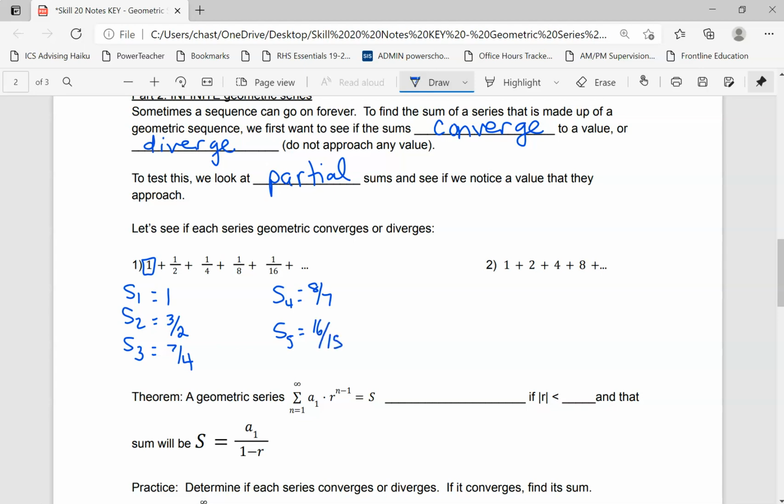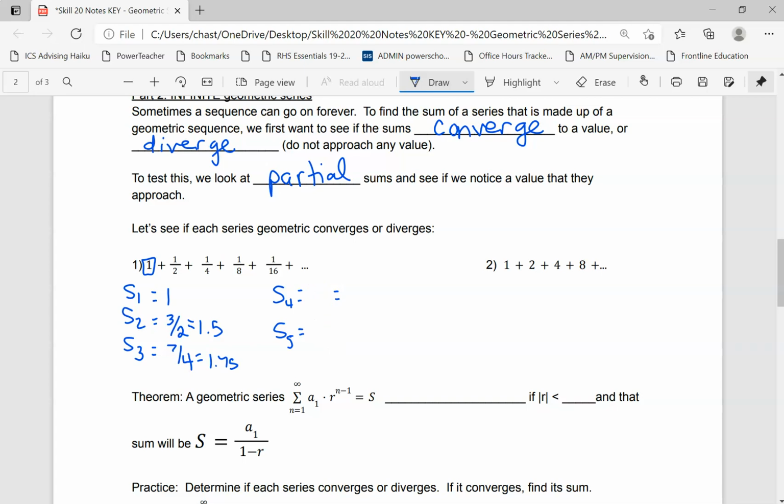Okay. So what we want to do is look and see if we're approaching a value. I'm going to convert all of these fractions to decimals. So 3 halves is 1.5. 7/4 would be 1.75. 8/7 would be about 1.1. Wait a minute, 8/7. That doesn't sound right, does it? Oh, maybe it does. It doesn't sound right. I think I've made a mistake somewhere in my S4 and S5 calculation. So I'm going to go back and recalculate S4 and S5.